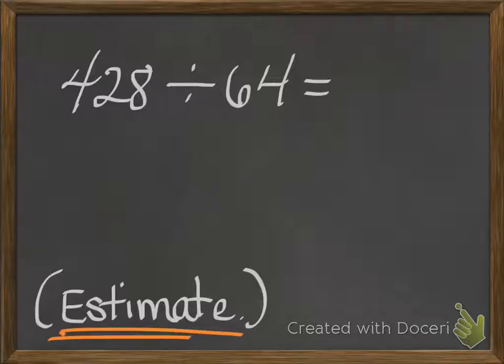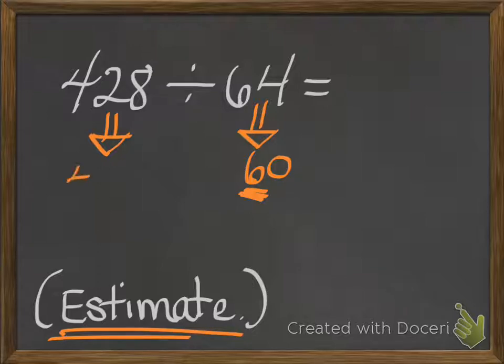So we're going to get some compatible numbers here. I'm going to start with the divisor because that's the number that's doing the dividing, and I need to find a compatible number for it first. 64 is pretty close to 60. So I'm going to use that as my compatible number. It starts with a 6, so I'm going to look for a multiple of 6. I've got 428. I know that 42 is a multiple of 6. If you know your 6's, you'll know that 6 times 7 is 42. So 420 would be a pretty good compatible number for me to use.